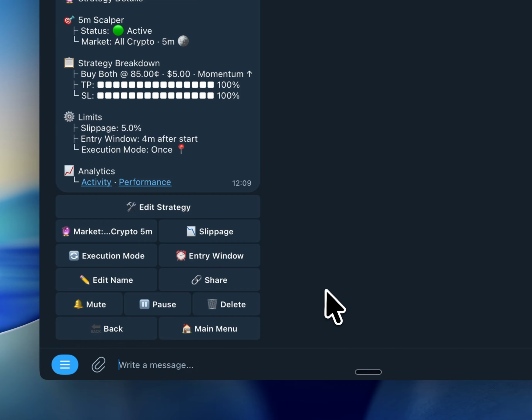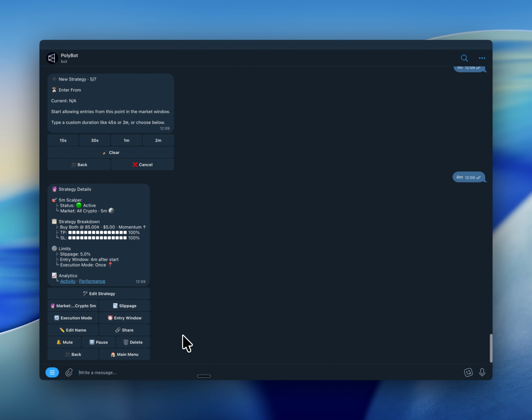Now, every time a 5-minute up-down market opens on any supported asset, PolyBot waits 4 minutes, then enters when momentum pushes through 85 cents. It takes profit at 95, cuts losses at 50, and does it again on the next market. Set once, runs on autopilot.